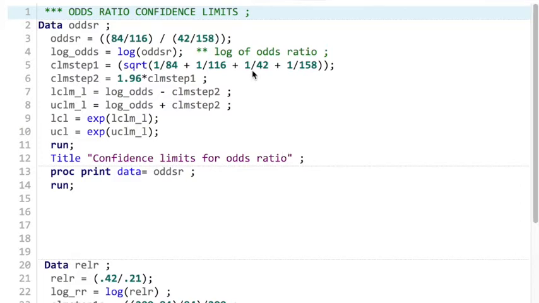Then I'm going to take this value and multiply it by 1.96. My lower confidence limit, log, equals the log of the odds minus that. My upper confidence limit equals the log of the odds plus the value I got up here in step 2. Then I am going to take e to the lower confidence limit, what I call this thing up here. I'm going to take the upper confidence limit that I got here, take e to that, run it, and this will give me the odds ratio. Let's check it out.